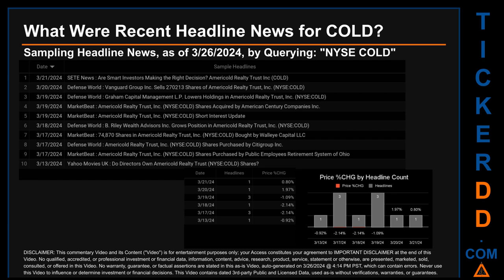Correlated or not, as it happened, the stock price for COLD on those publication dates respectively saw a jump of 1.97% along with a drop of -2.14% when comparing the day's opening versus closing price.